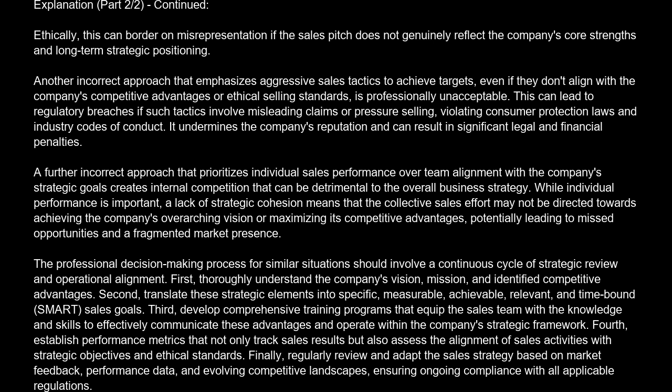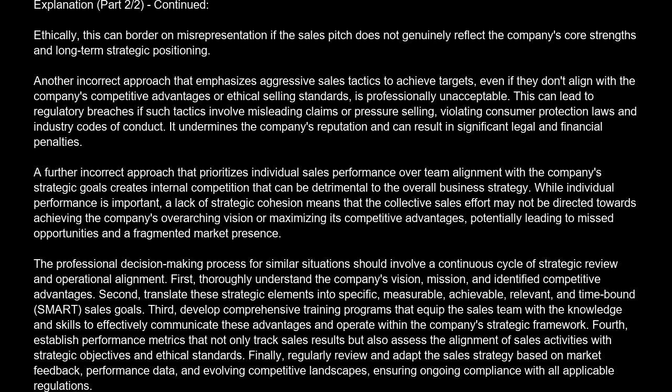Another incorrect approach that emphasizes aggressive sales tactics to achieve targets, even if they don't align with the company's competitive advantages or ethical selling standards, is professionally unacceptable. This can lead to regulatory breaches if such tactics involve misleading claims or pressure selling, violating consumer protection laws and industry codes of conduct. It undermines the company's reputation and can result in significant legal and financial penalties.